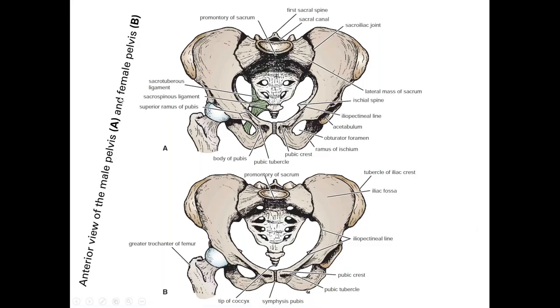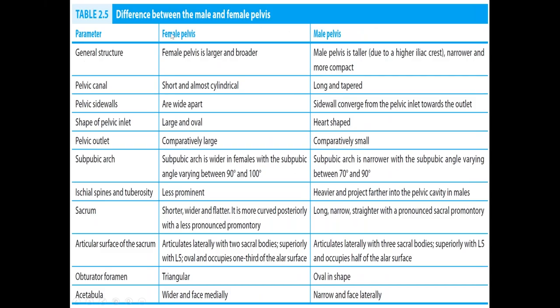This is the anterior view of the pelvis. This is the male pelvis, and this is the female pelvis. This chart shows the difference between the female pelvis and the male pelvis, because a question may be asked about the difference between the female pelvis and the male pelvis.